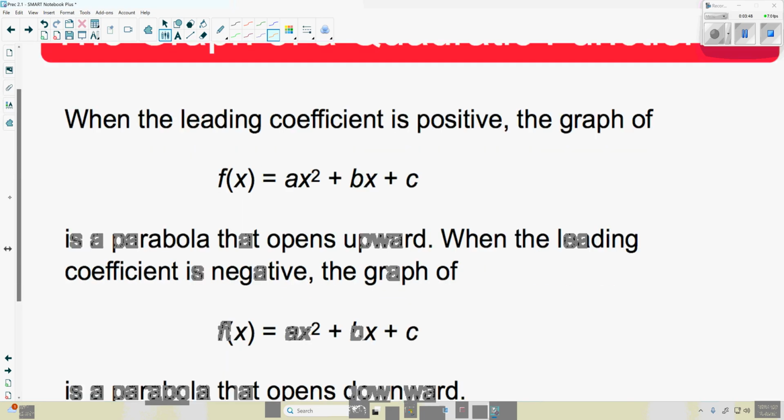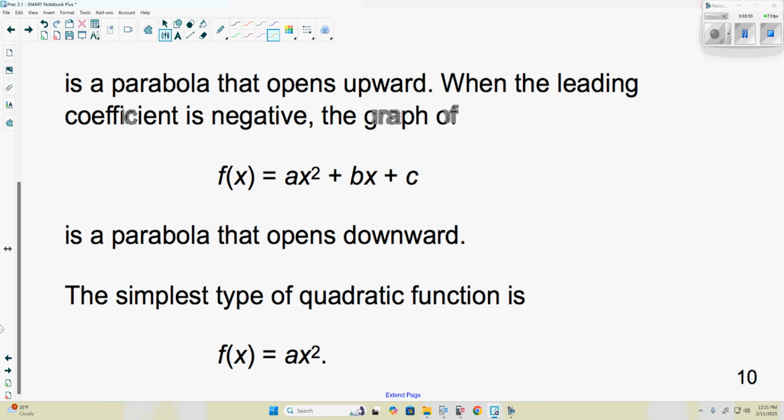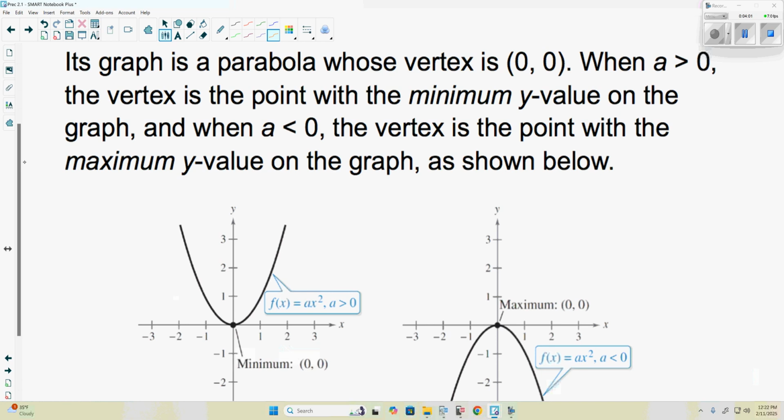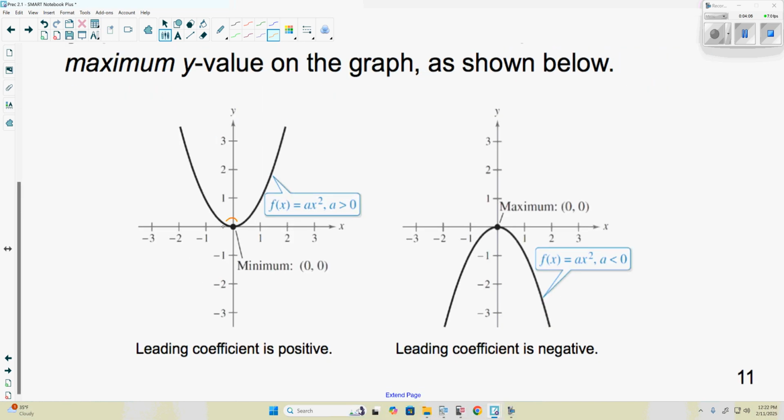If the leading coefficient is positive, the graph will open up. If the leading coefficient is negative, the graph will open down. The simplest form of this is ax squared. So the graph is a parabola, as we said, that opens up if a is greater than 0, and opens down if a is less than 0. If it opens up, the vertex gives us the minimum value, because that's the lowest point. If it's opening down, the vertex is the maximum, the biggest point, because that is the biggest spot that we have.